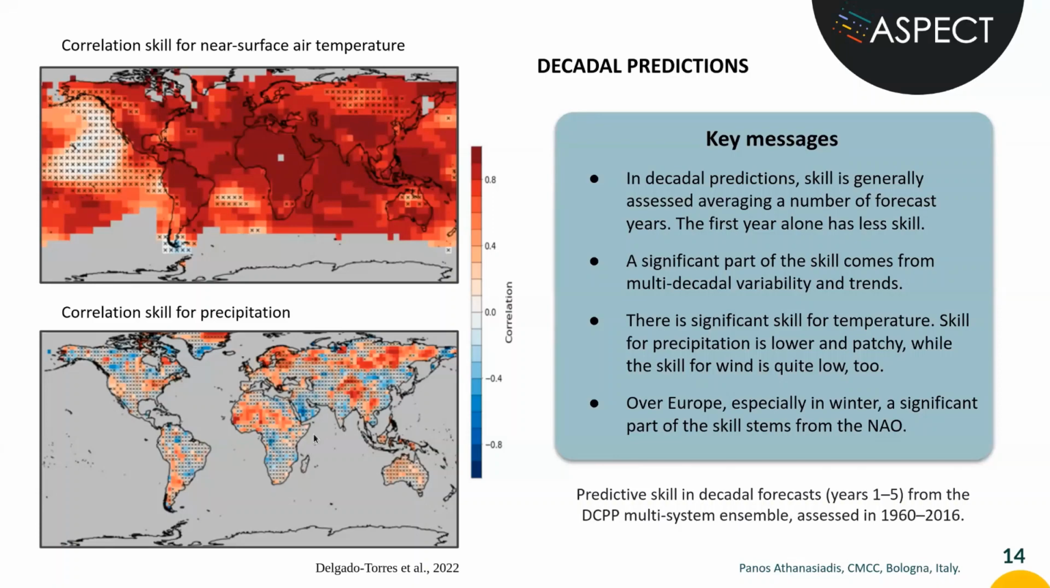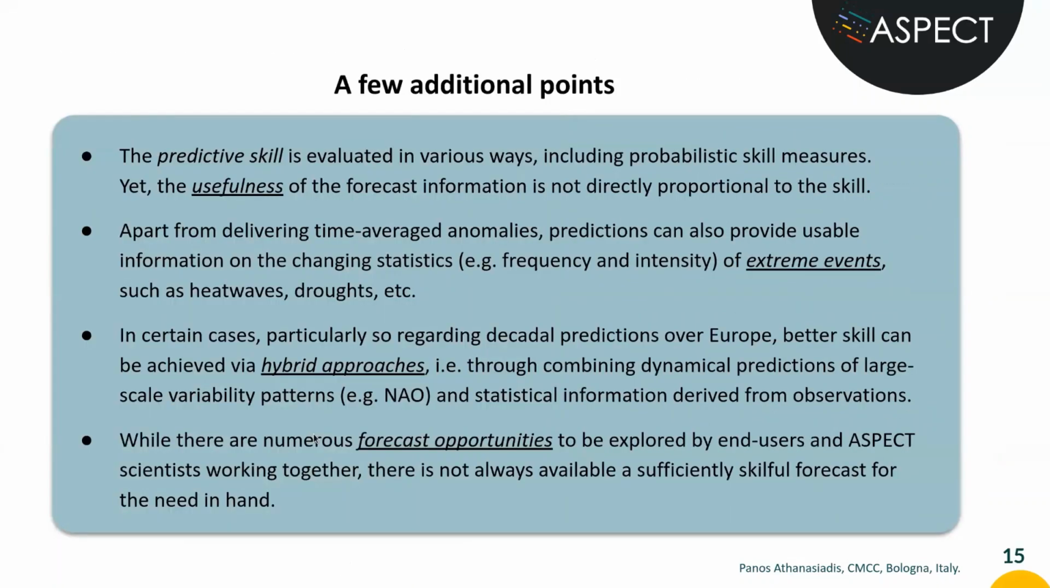And I will finish with a few additional points. First, I would like to mention that predictive skill is evaluated in various ways. So I showed you correlation skill, but we also analyze skill in terms of probabilistic skill measures and deliver probabilistic forecasts. In any case, the usefulness of the forecast information is not directly proportional to the skill, which needs to be kept in mind for developing services.